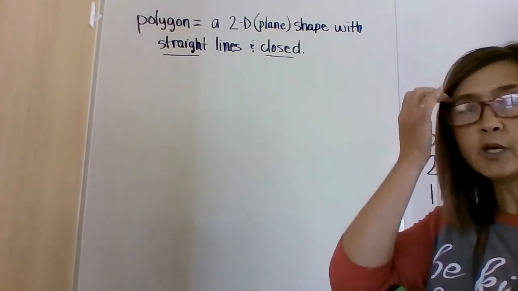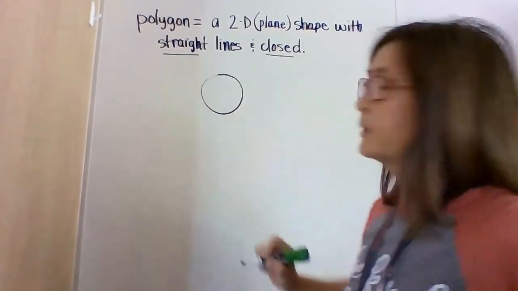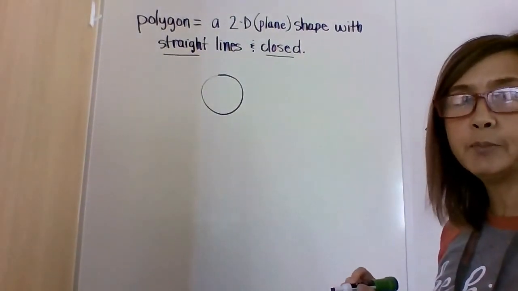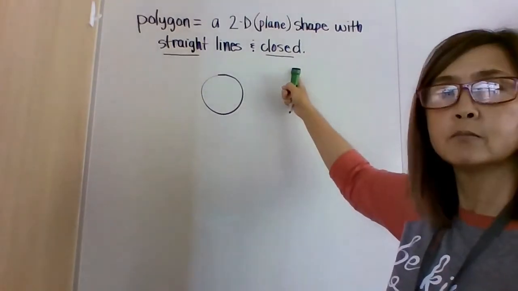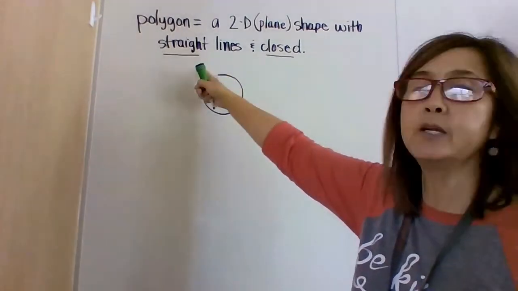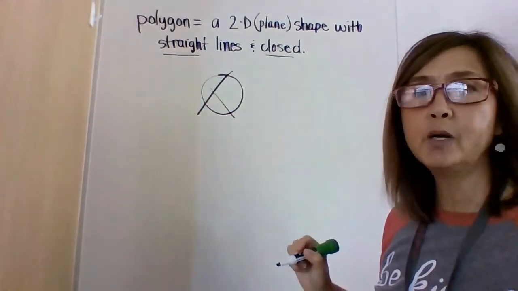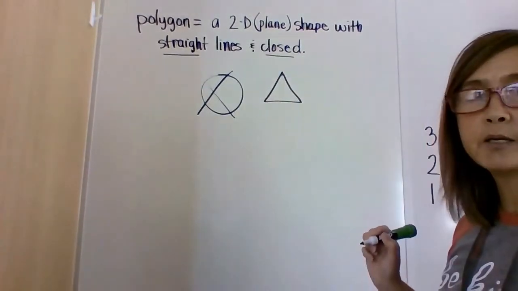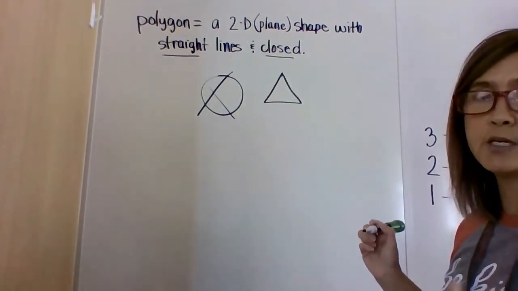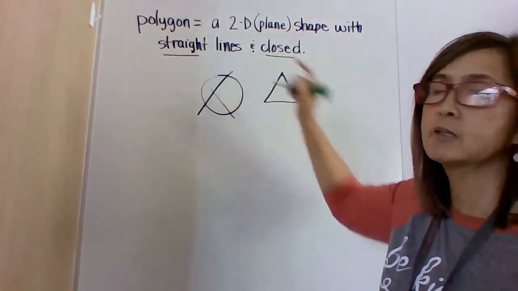So I'm going to just give you a couple of quick examples. A circle. Is a circle a polygon? Look at the definition. Is it closed? Okay, it's closed. But does it have straight lines? No. So a circle is not a polygon. Would a triangle be a polygon? Hopefully, yes. You're thinking yes to yourself because it has straight lines, those line segments, and it is closed.